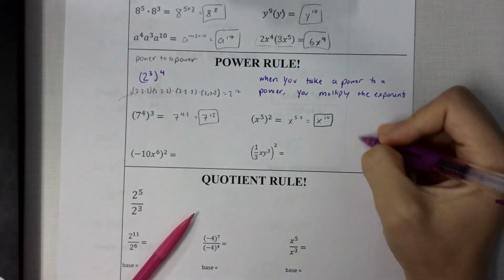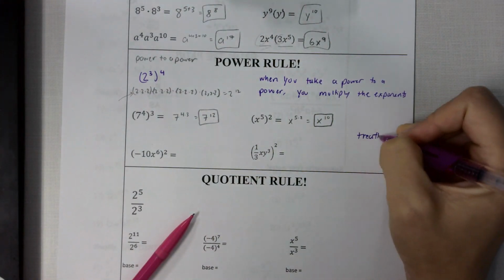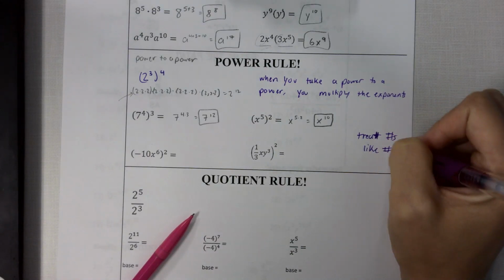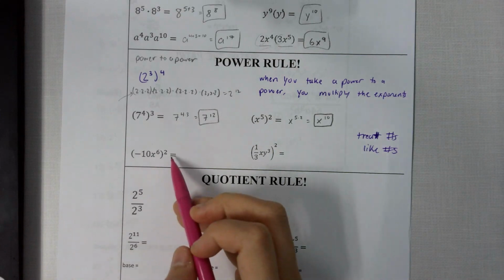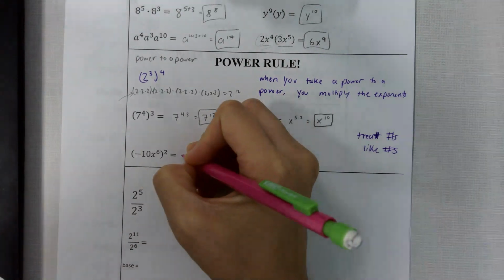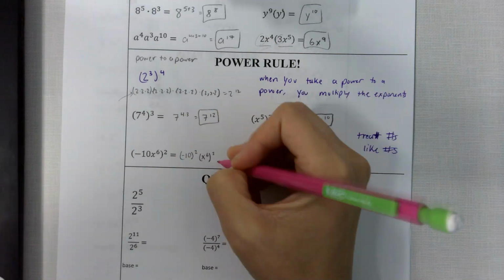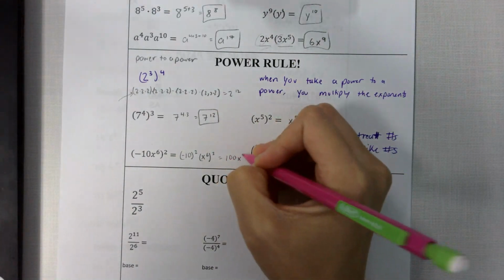So when we have the numbers, right, we're gonna make a note here, right? Treat numbers like numbers, right? So if I have negative 10 squared, so that's the same thing as negative 10 squared x to the 6th squared. So that's gonna be 100 x to the 12th.